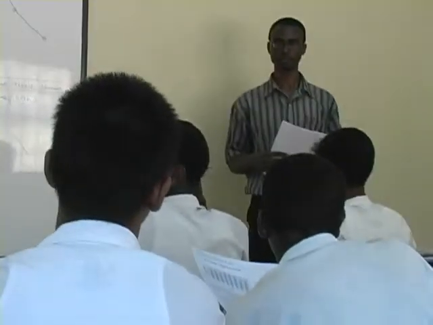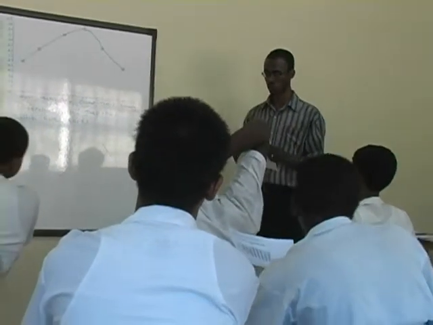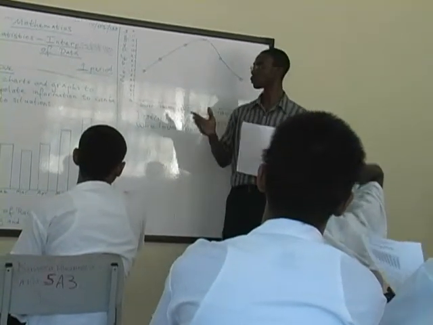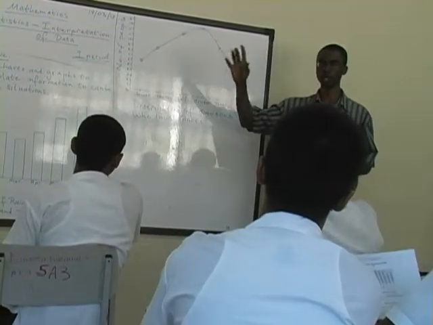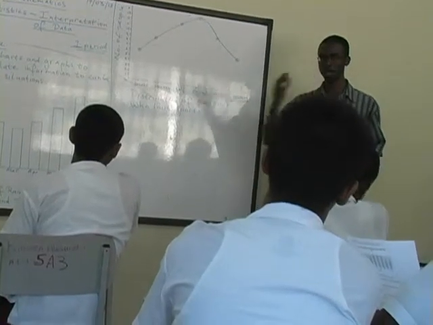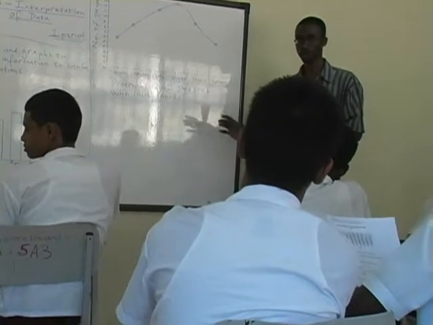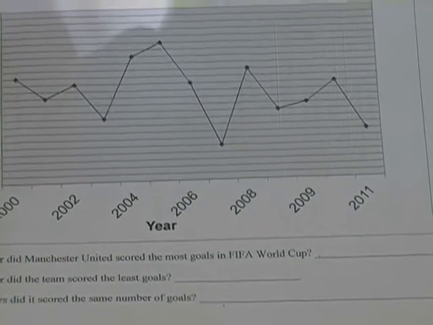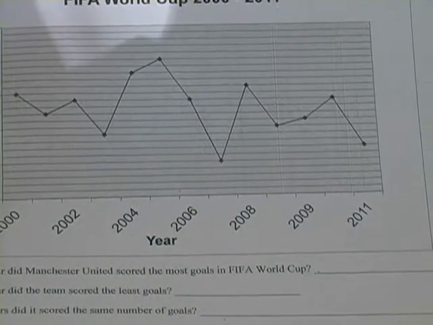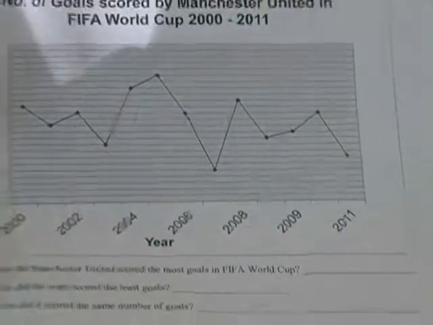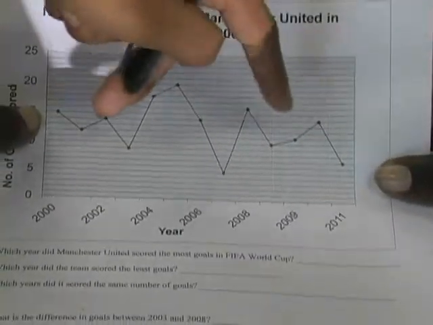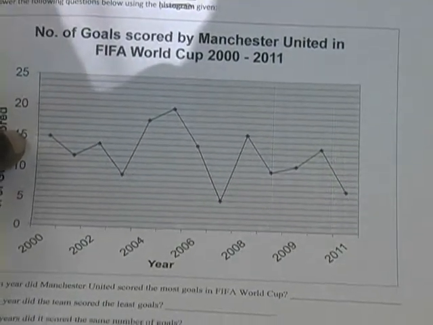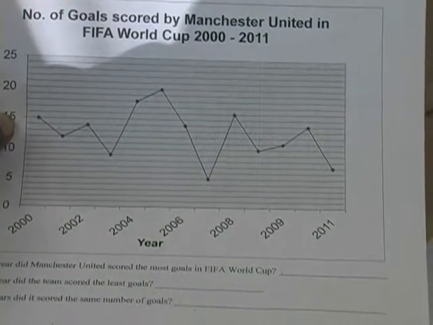Ready to present? What you'll do when you're making a presentation, right? You're going to just write the answer, A, B, C, D, according to this. What's the next question? Which years did it score the same number of goals? So what years do you see? Is he correct there? 2010. Right, beautiful.